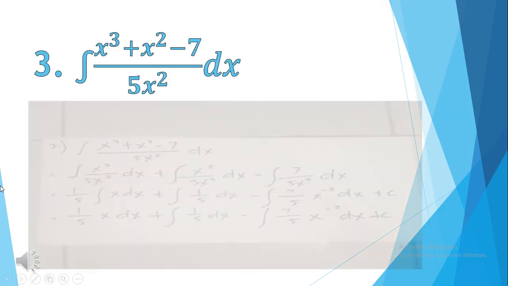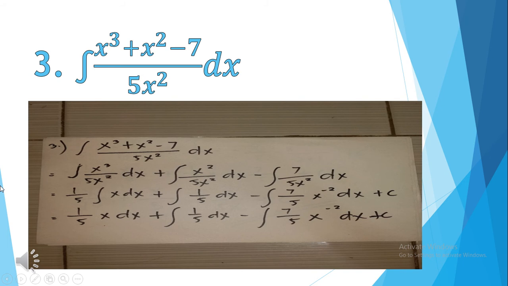In problem number 3, all we need to do is distribute the denominator over each term of the numerator. So, the integral of x cubed over 5x squared dx plus the integral of x squared over 5x squared dx minus the integral of 7 over 5x squared dx. Then, 1/5 integral of x dx plus the integral of 1/5 dx minus the integral of 7 over 5 x to the power of negative 2 dx plus c.